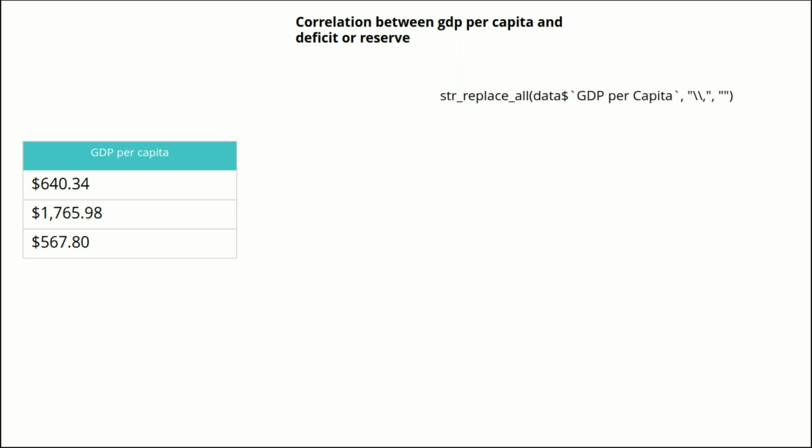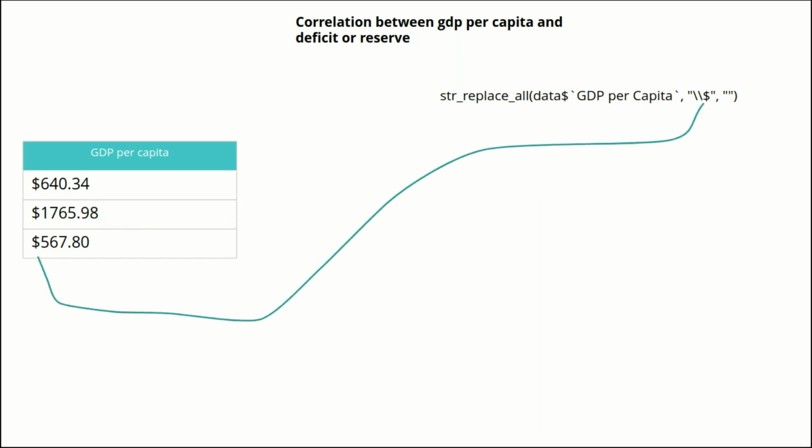To do that, I am writing a command here, string replace all. When you run this command, it will replace the comma first, from all the rows. Finally, I am removing the dollar sign. You just need to write a dollar sign, and it will remove the dollar sign from all the rows. Let's see the demo.